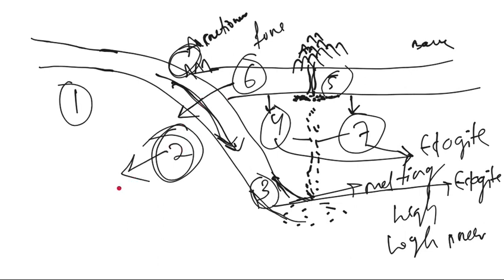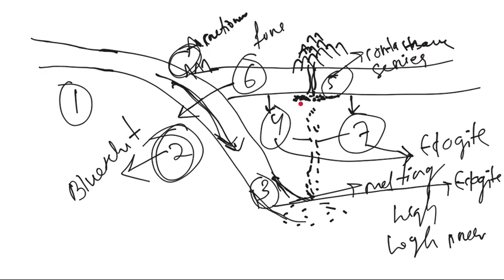They are both occurring here. So this will be your blue schist facies, because there is very little temperature, only high pressure. Near this arc, magma intrusion is taking place, so this will be your contact series. And here it will be green schist facies. Medium temperature, medium pressure is there.